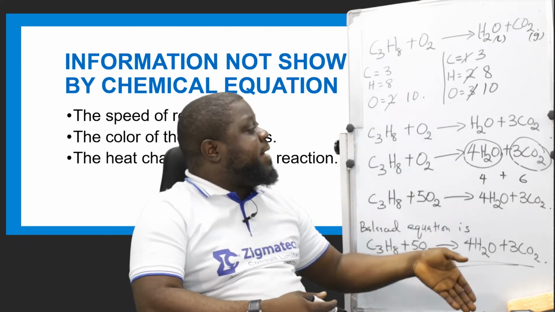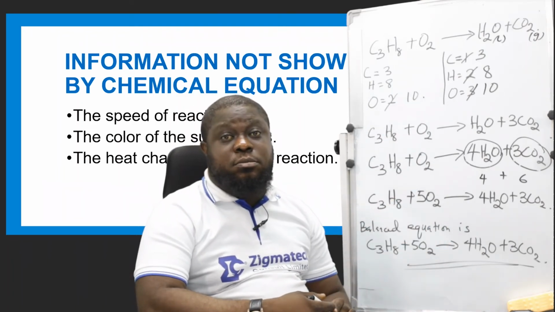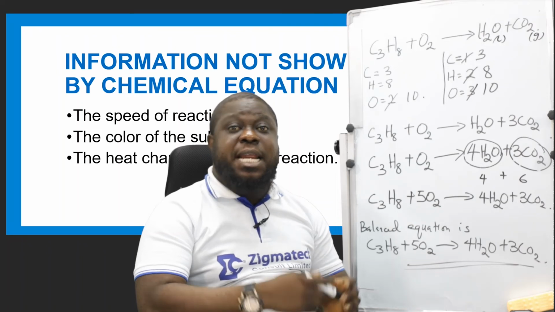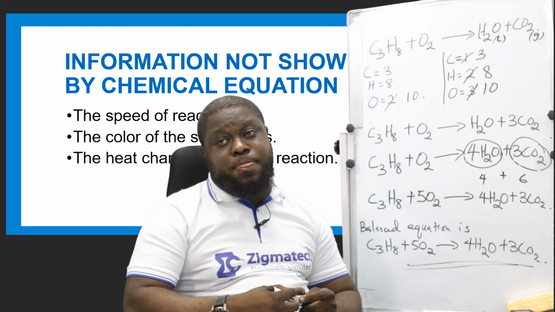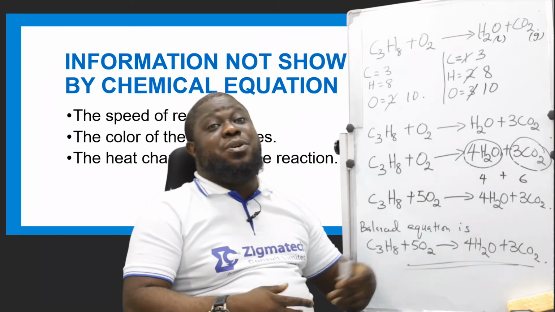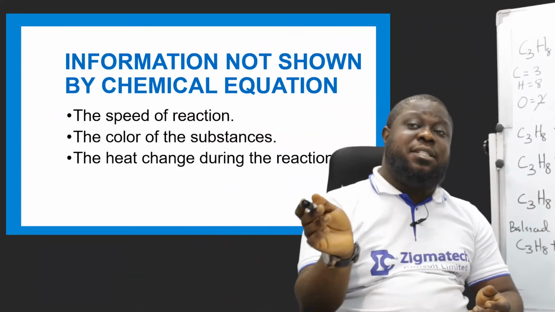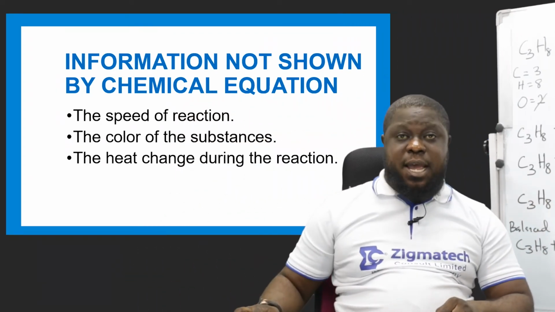So the next one is the heat change during the reaction. There is no heat applied in the chemical equation. It is the reaction that shows the heat, because this chemical equation is just an entity, just a writing.